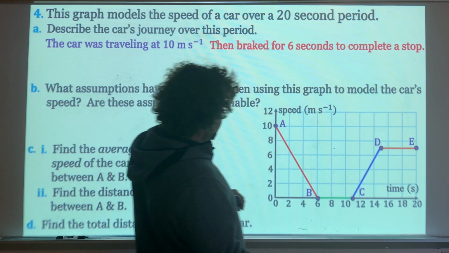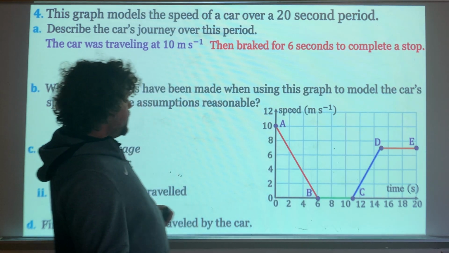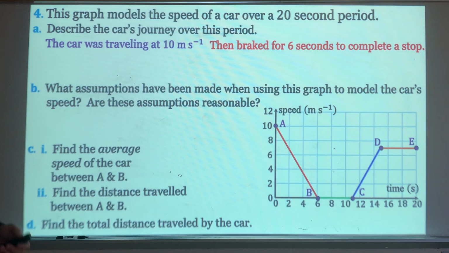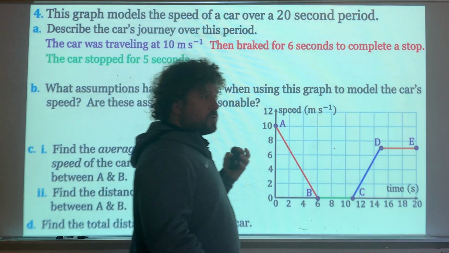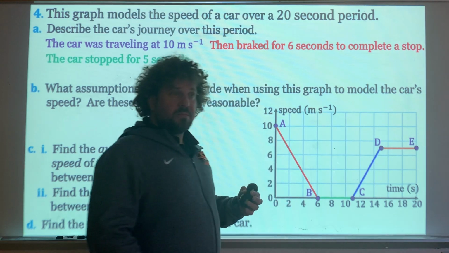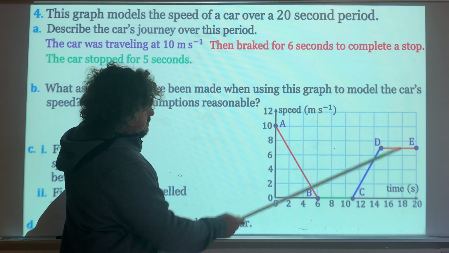All right? That's good. What do you think happened between 6 and 10? What's going on in that green one? No speed. Make up something. Make your own story. Car stopped. Stopped for 5 seconds. Why is it stopped between 6 and 11 seconds? Who knows? Maybe he's at a stop sign. Right? All right. Then what does he do from C to D?